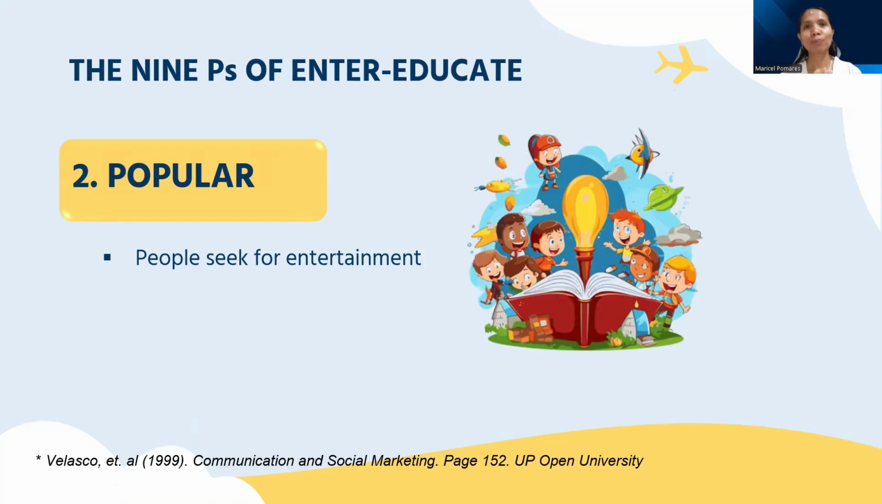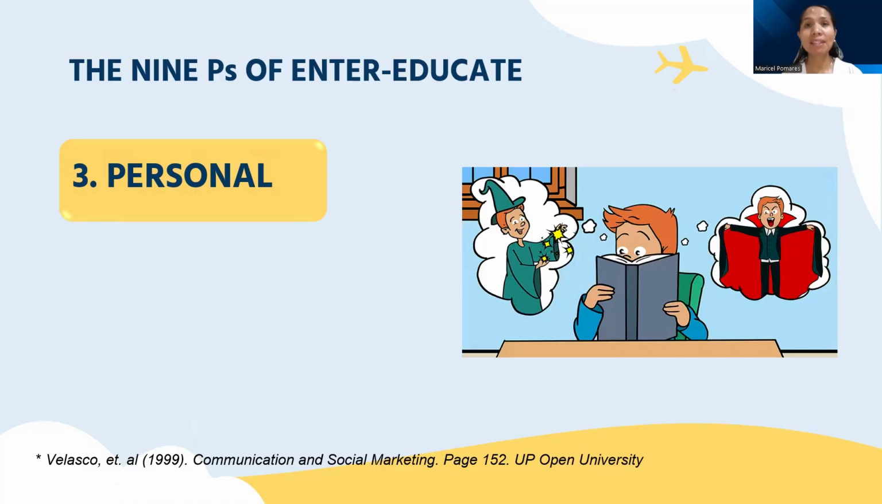People want to have a good time. That's why it is very popular. Number 3, it is personal. Audience identify with characters. For example, in a teleserye or soap opera, people can relate themselves to the characters. That's why it is very personal to them.